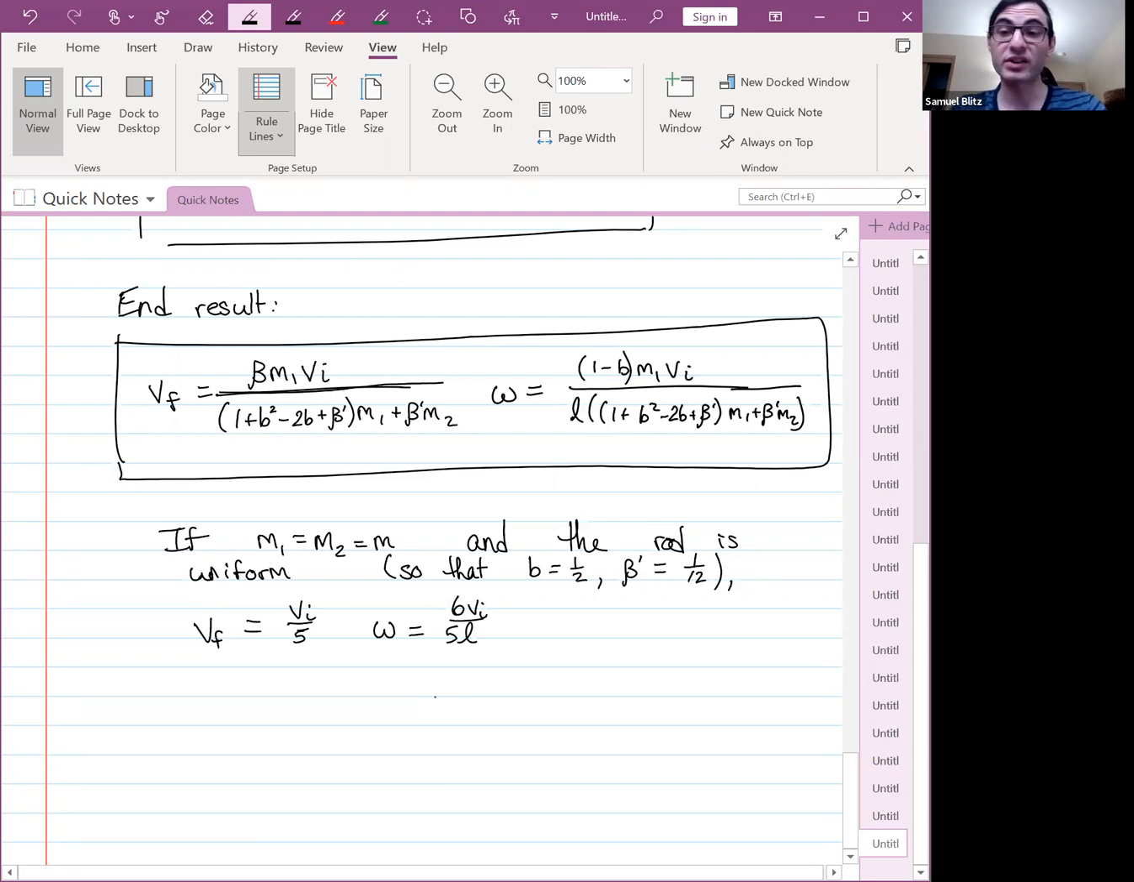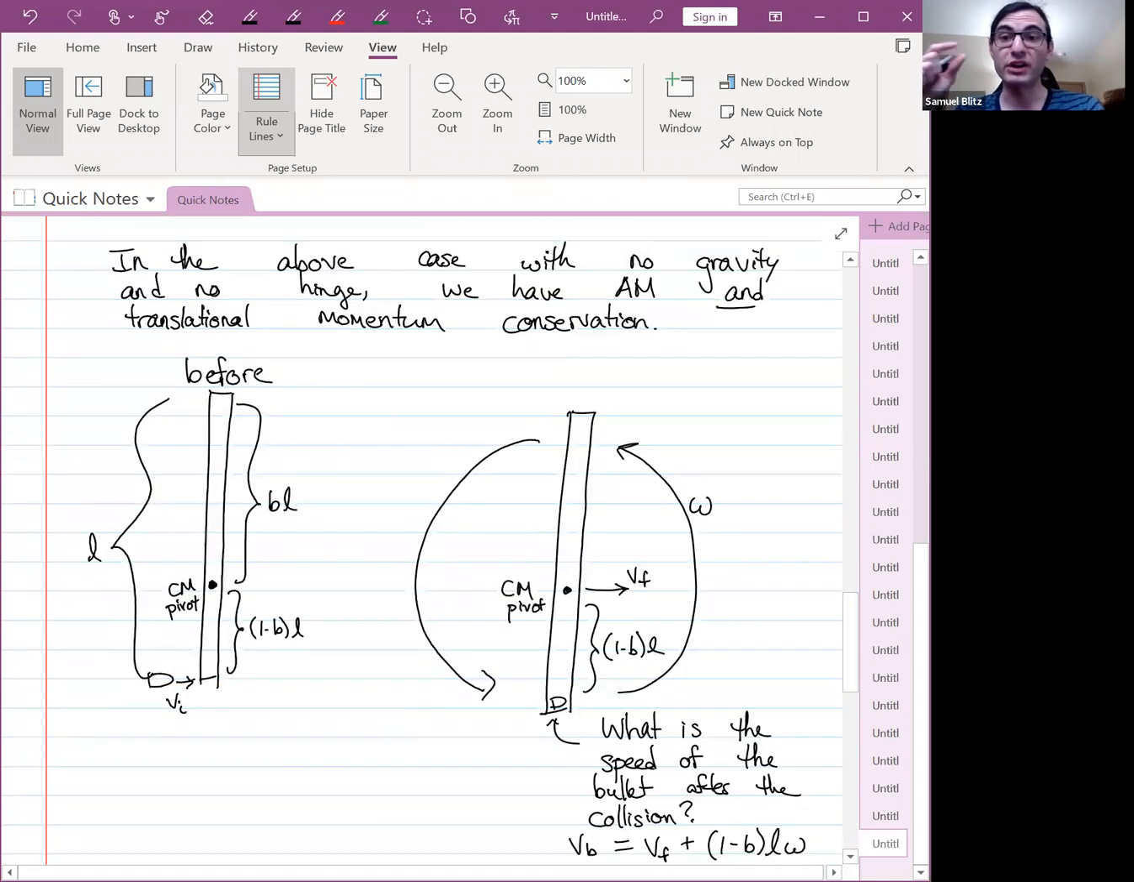So I'm going to leave it as an exercise to you guys to figure out how much energy is lost to thermal energy here, because this is a totally inelastic collision, right? The bullet is moving with the rod, like they're stuck together. So this is a totally inelastic collision, and so there should be some energy lost to thermal energy. You guys can go home and figure out how much.